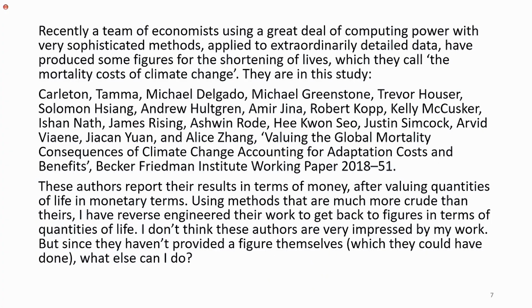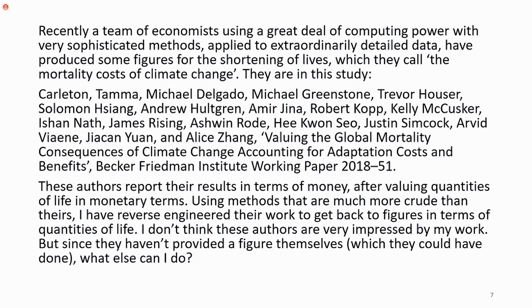I've been able to make a calculation of the harm that we, each of us, do by emitting carbon dioxide, by using the work of a team of economists who used an enormous amount of computing power, very sophisticated methods and extraordinarily detailed data to produce some figures for what they call the mortality costs of climate change. I've given you the reference to that study there. If you want, email me and I'll tell you about it.